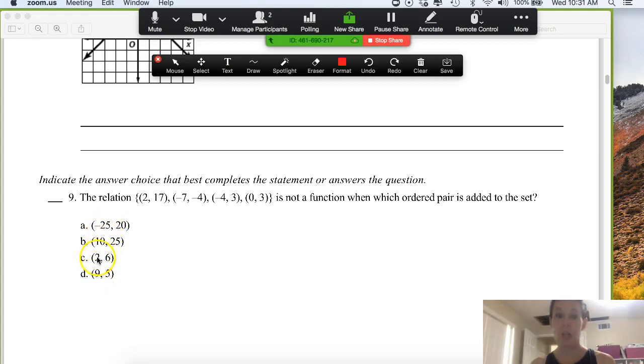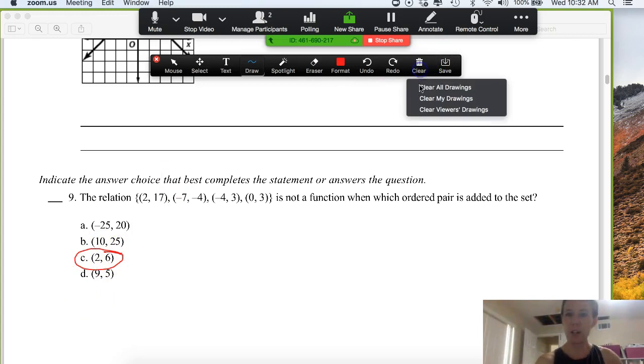C. Yeah, 2. I already put in 2 and I got out 17. This time I'm going to put in 2 and now it's going to spit out 6. That's not going to be working. That's not functional. This does not make my operation a function because it changes its mind. I plugged in 2, this time I plug in 2 and I get out 6, so it would be C.